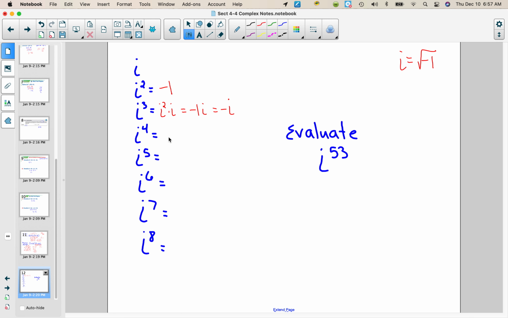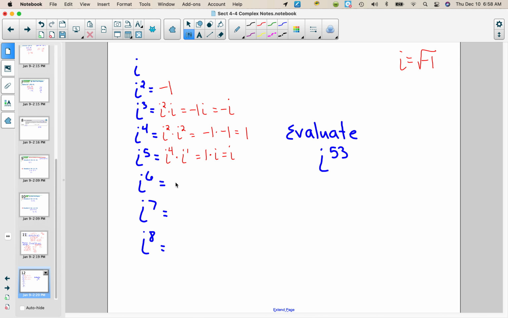If you have i to the 4th power, well, we can think of that as i squared times i squared. Remember, when you multiply and the bases are the same, you add the exponents. So i squared we know is -1, so I get -1 times -1, which is +1. And for i to the 5th power, I can think of that as i to the 4th power times i to the 1st power, or just i. And i to the 4th power we just showed was 1, and 1 times i is i.